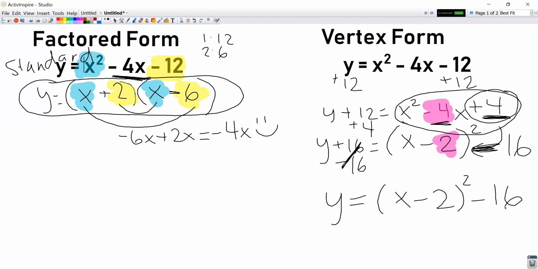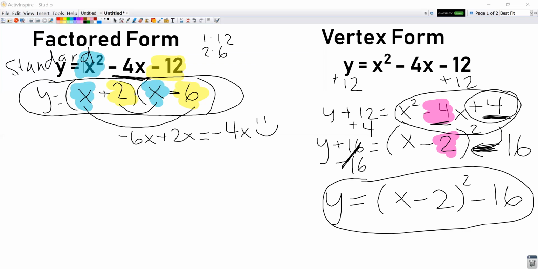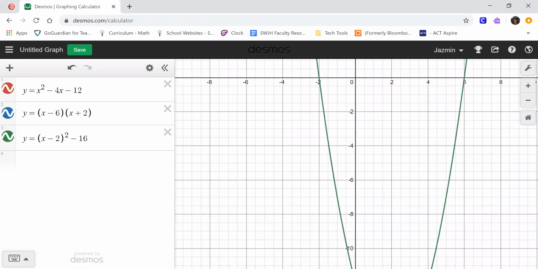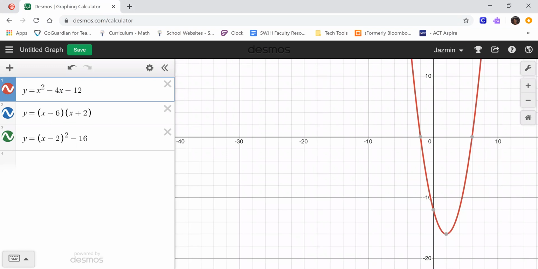To check your answer, it's really important that we use decimals. Sorry guys, it's hard to make these videos with kids at home. So I already went to decimals. I put in my original equation, my factored form and my vertex form. And if you do it correctly, all three should be the same parabola. It doesn't matter which equation you have, they're all equivalent to each other. It's the same parabola in three different equations.